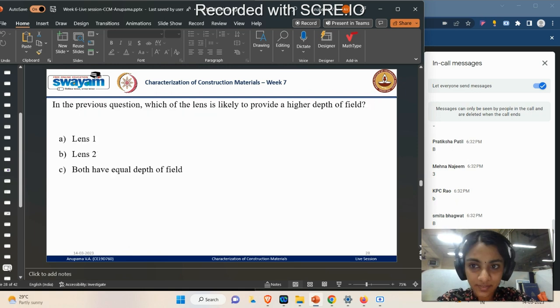In the previous question, which of the lens is likely to provide a higher depth of field? Lens 1, lens 2, or both have equal depth of field?